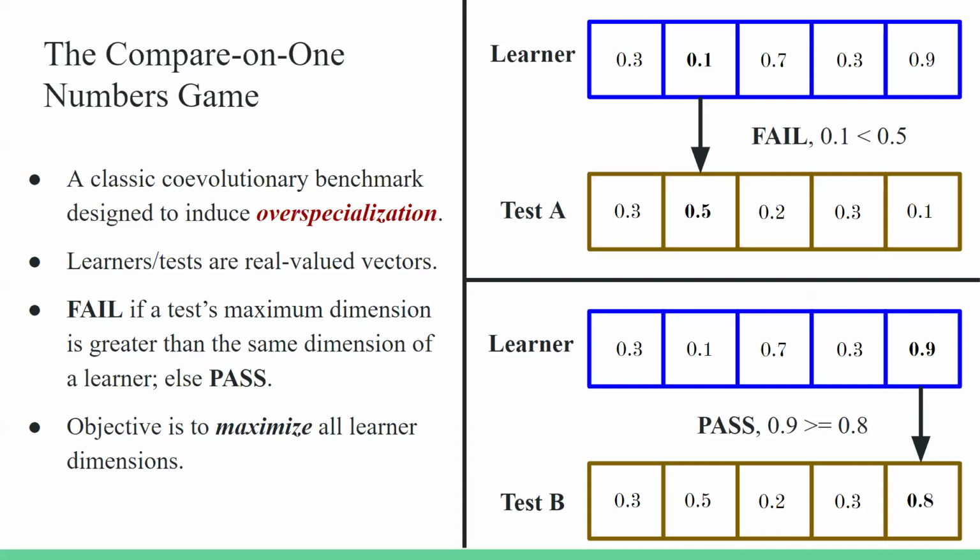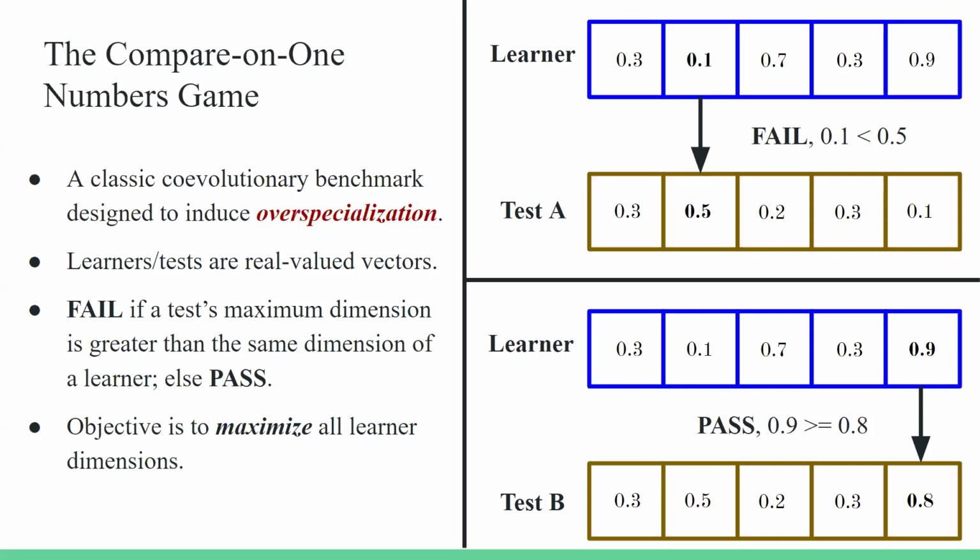In order to interact between the two, you fail a learner if the maximum dimension of the test is greater than the same dimension of the learner. So in the first case, because the greatest dimension of test A is that second dimension with a value of 0.5, it beats the learner who only has a value of 0.1. But the same learner on test B passes the test because it's higher in the fifth dimension than that test.